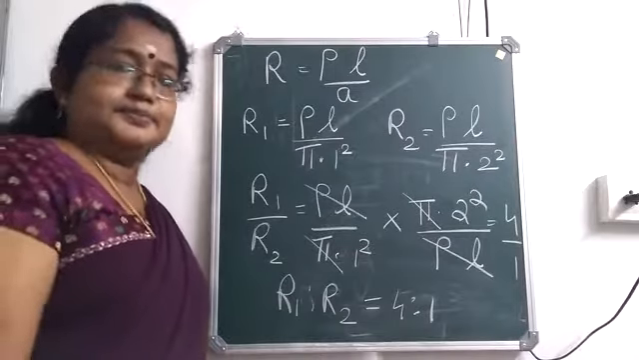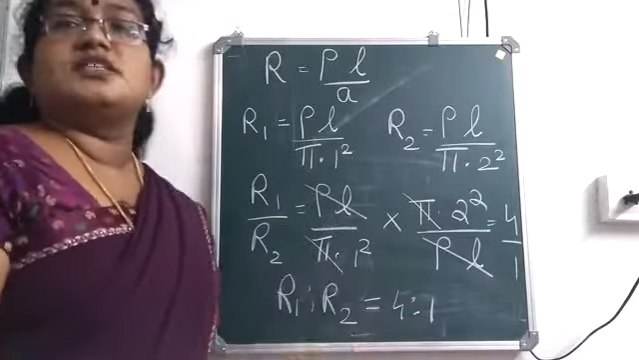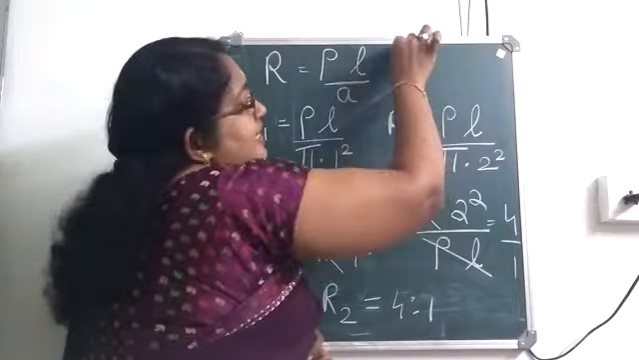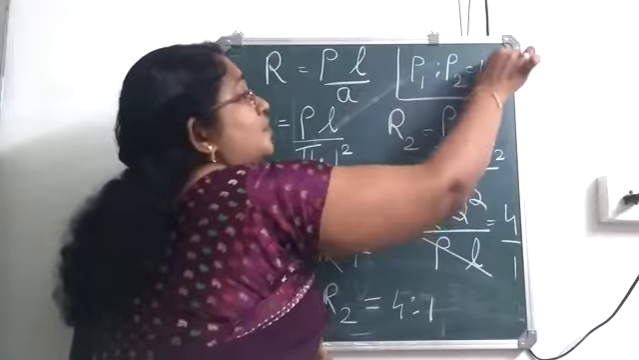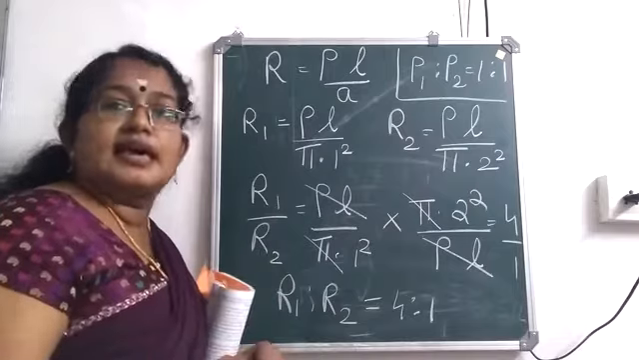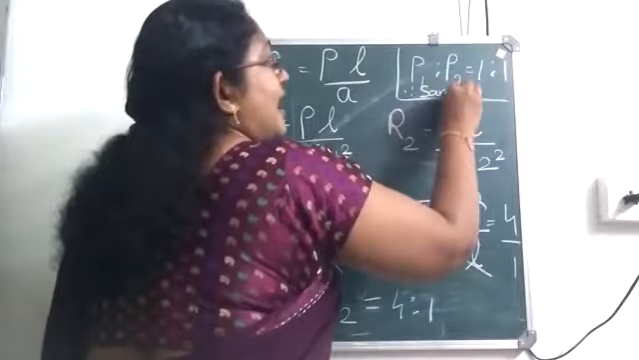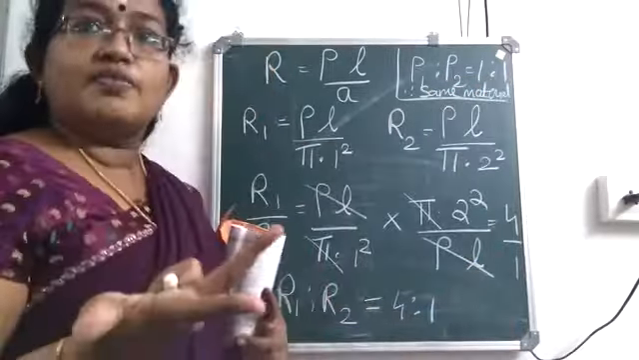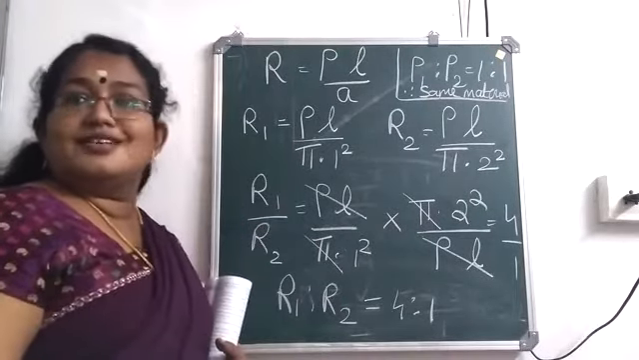Okay. Then one more question is there. Compare their specific resistance. What will be the answer? Rho 1, shall I write it here? Rho 1 is to rho 2 will be 1 is to 1. Why? Because both the wires are made up of same material. So that also you have to write. They are of same material. Since they are of same material, rho 1 will be equal to rho 2. That means the ratio will be 1 is to 1.